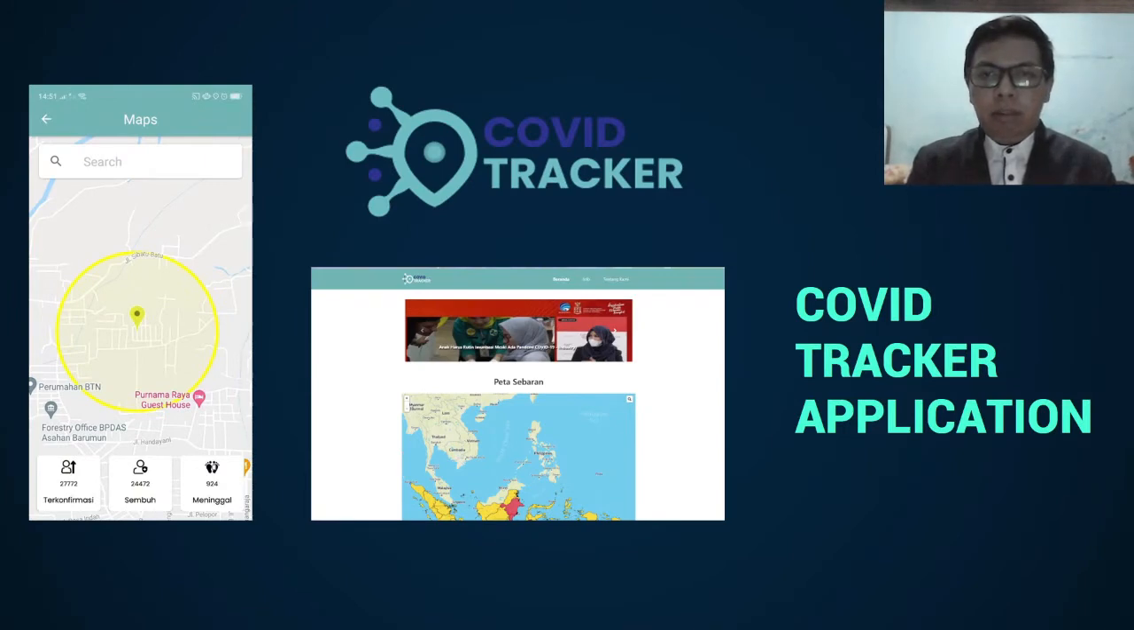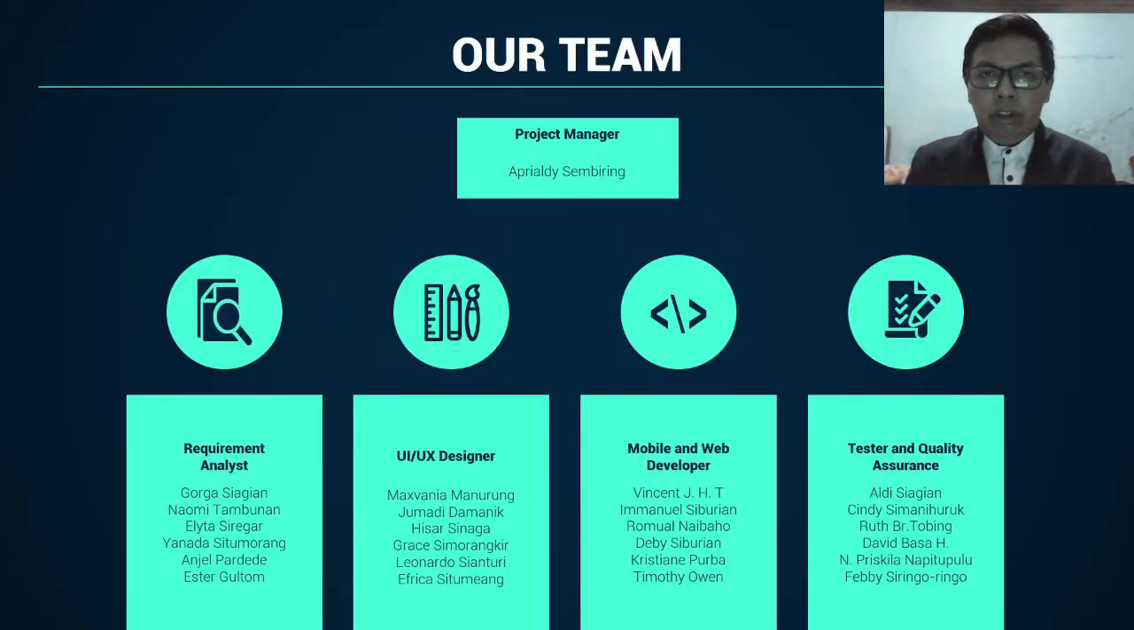Now I will present the project of Group 1, that is the COVID Tracker application. But first, let me introduce our team. Our team is divided into 4 roles and 1 project manager. As the project manager, myself, April Sembiring, and then we have a requirement analysis role, UI UX designer roles, mobile and web developer roles, tester and quality assurance roles.